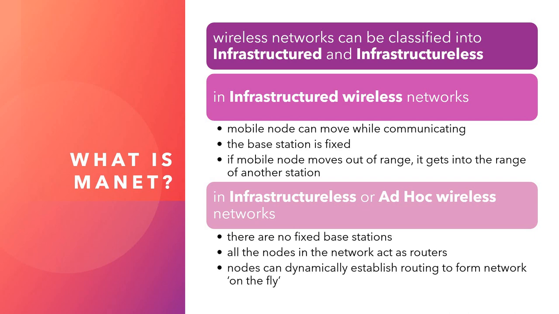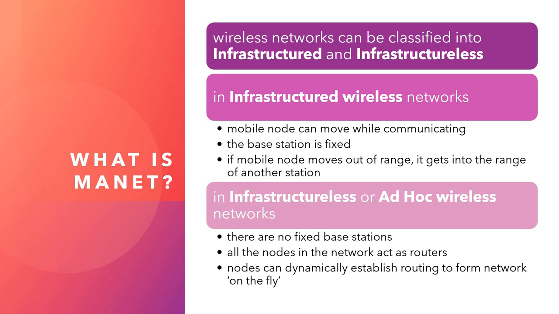Infrastructure-less or ad hoc wireless networks have no fixed base stations. Every node has equal capability and all are equally powerful. As a result, there is no fixed base station, and all the nodes in the network act as routers, so they can relay messages of other nodes, which is why it's a multi-hop architecture, as I've already told you.